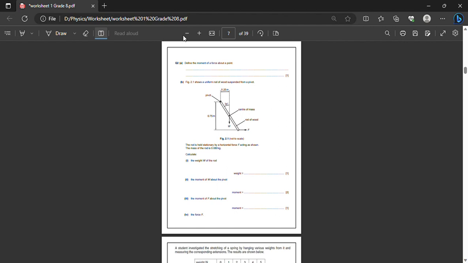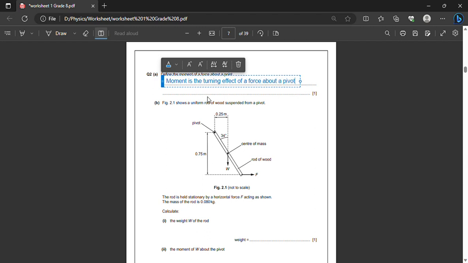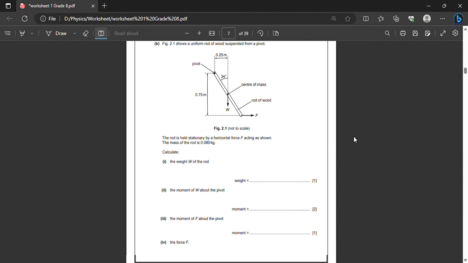So here, let me zoom in a bit. Here it's asking what's the moment of the force. So you can just write a basic definition that moment is the turning effect of a force about a pivot. Turning effect of a force about a pivot. This is just the simple and basic one, and just for 1 mark, so we need not explain a lot.